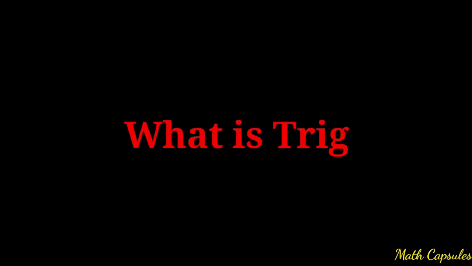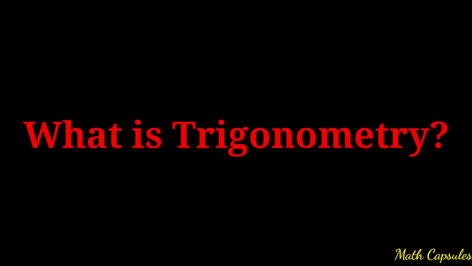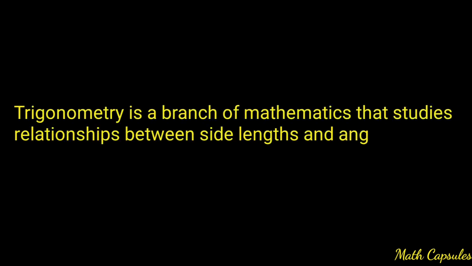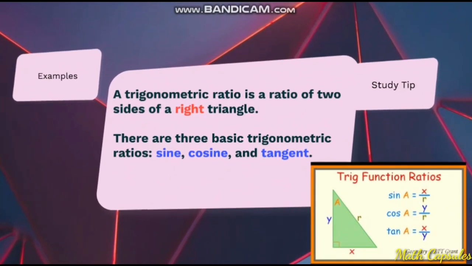What is trigonometry? Trigonometry is a branch of mathematics that studies relationships between side lengths and angles of triangles. A trigonometric ratio is the ratio of two sides of a right triangle.